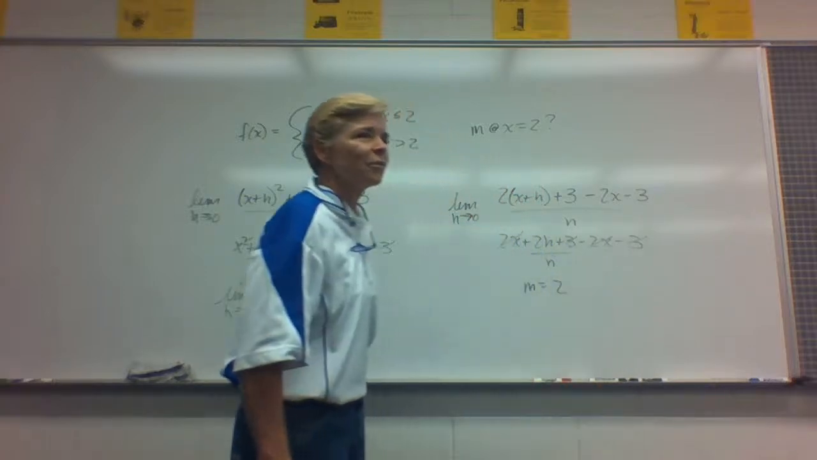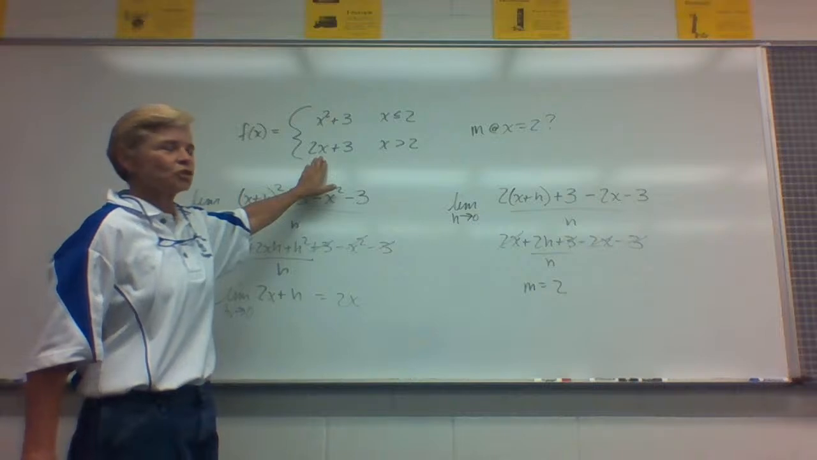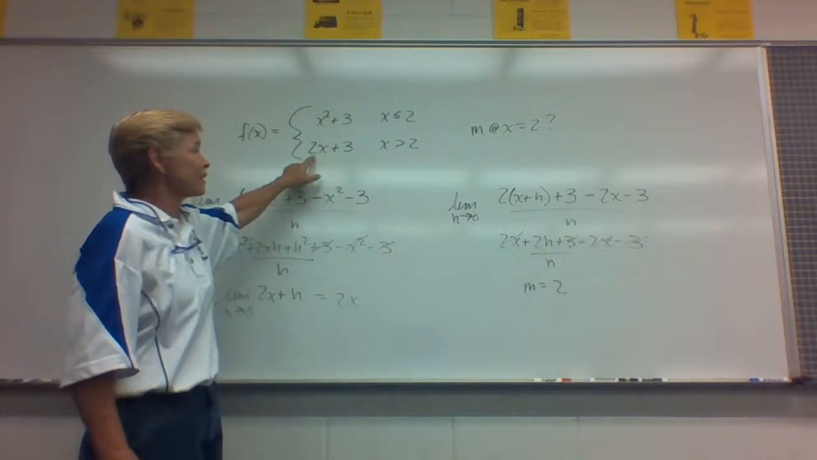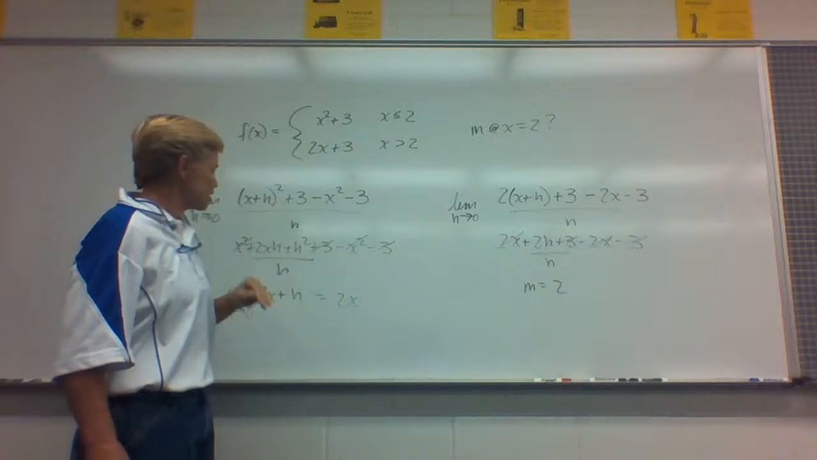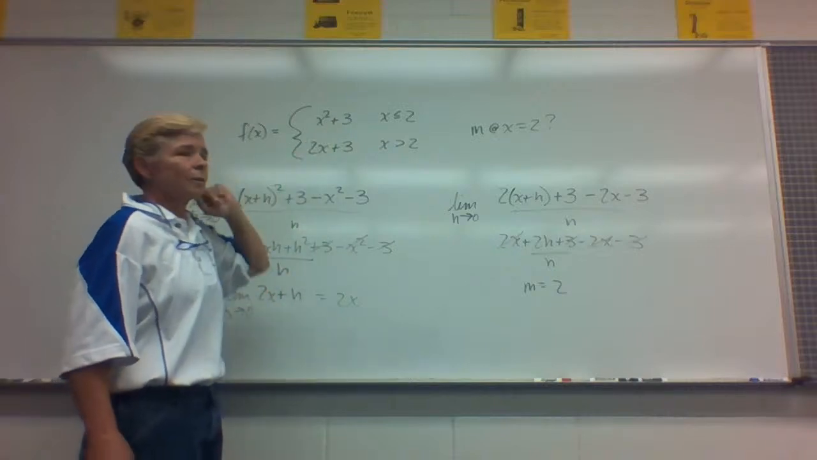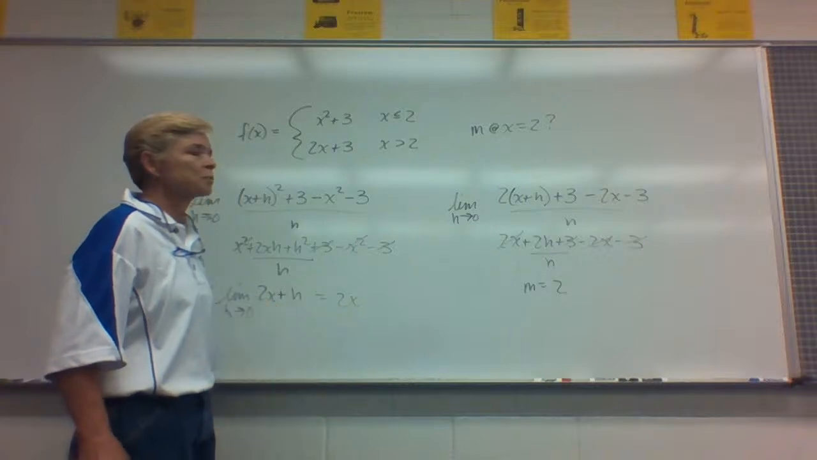Is that all the time? Isn't that what you expected? It's a line. Oh, yeah. So you don't have to do that. If you recognize that's a line, the slope's going to be 2 all the time. So when x is 2, what is the slope of this parabola?